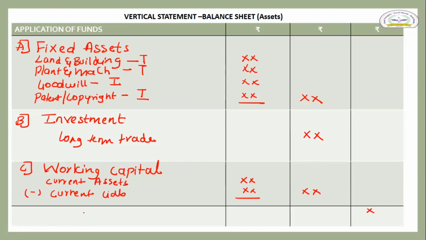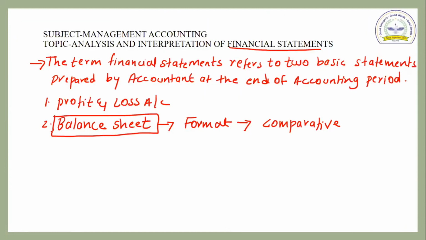See, this is capital employed. The total of this is capital employed. Liability is equal to assets. Are you getting my point, students? So now we have covered the vertical format. It is very much necessary, students, to learn the format. Once you learn the format of balance sheet, then it is very much easy to understand the comparative part. So now we have completed this format.